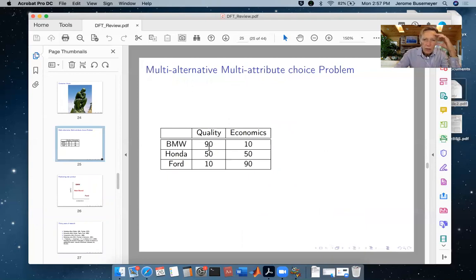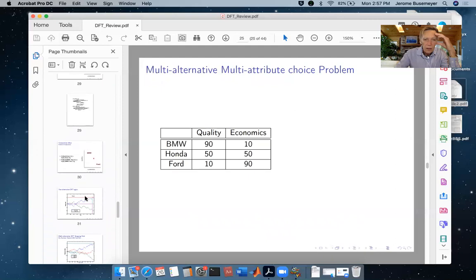The columns are the attributes, like quality or another attribute like economics. And the rows are different alternatives. And the cells represent the value of an alternative on an attribute. So that cell is the value of BMW on quality.